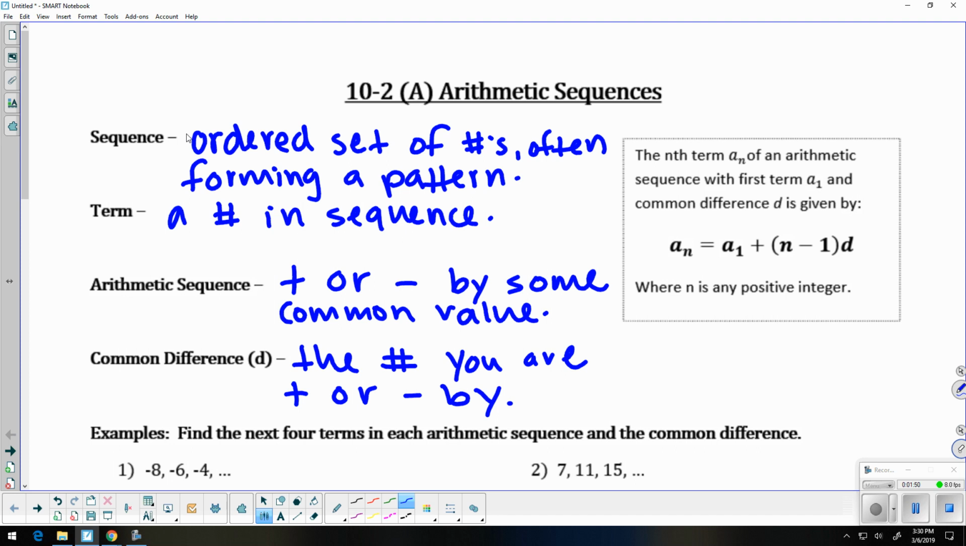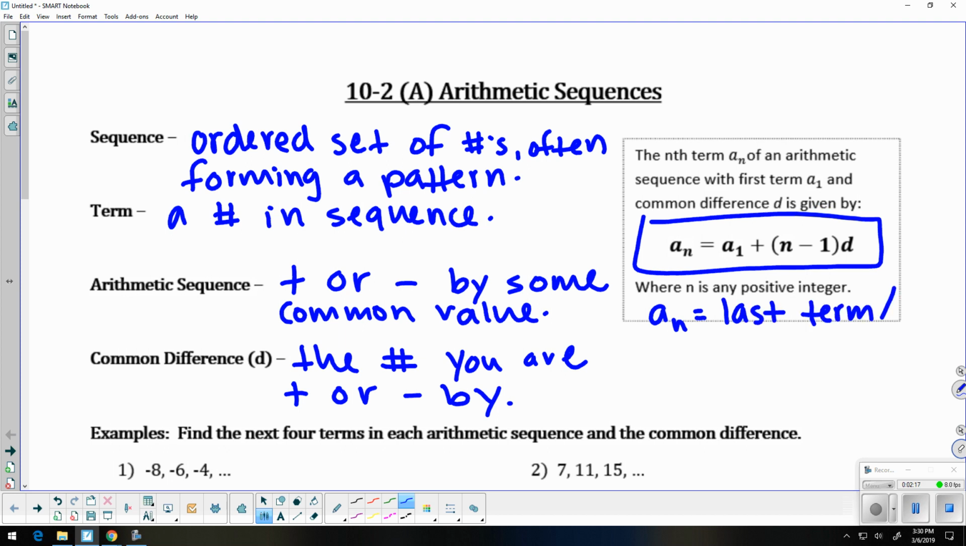We also have this cool formula we're going to be using all throughout this section. It's over here in the upper right-hand corner of your notes. It says a sub n is equal to a sub 1 plus n minus 1 times d. I want to break down what each of these represents. From left to right, what is a sub n in this formula? A sub n can be one of a few things. A sub n could be the last term of a sequence, or it could be a specific term that you want to find.